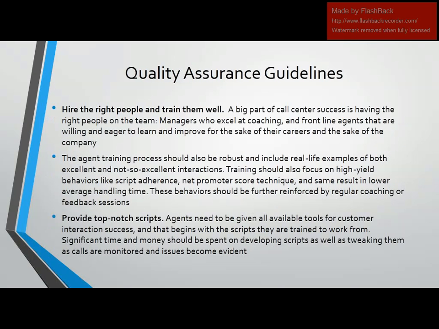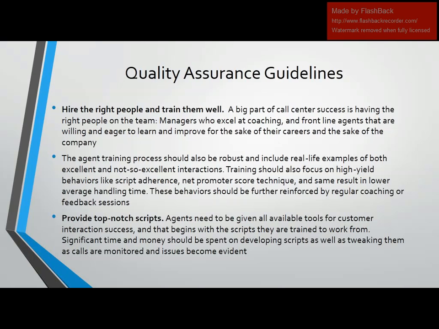It is very important to hire the right people and train them. A big part of a call center's success is having the right people on the team. Managers who excel at coaching and frontline agents that are willing and eager to learn and improve for the sake of their careers and the sake of the company. The agent training process should also be robust and include real life examples of both excellent and not so excellent interactions.